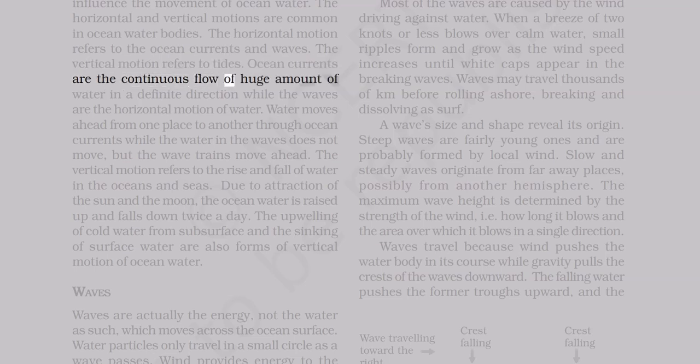Ocean currents are the continuous flow of huge amount of water in a definite direction, while the waves are the horizontal motion of water. Water moves ahead from one place to another through ocean currents while the water in the waves does not move, but the wave trains move ahead. The vertical motion refers to the rise and fall of water in the oceans and seas.